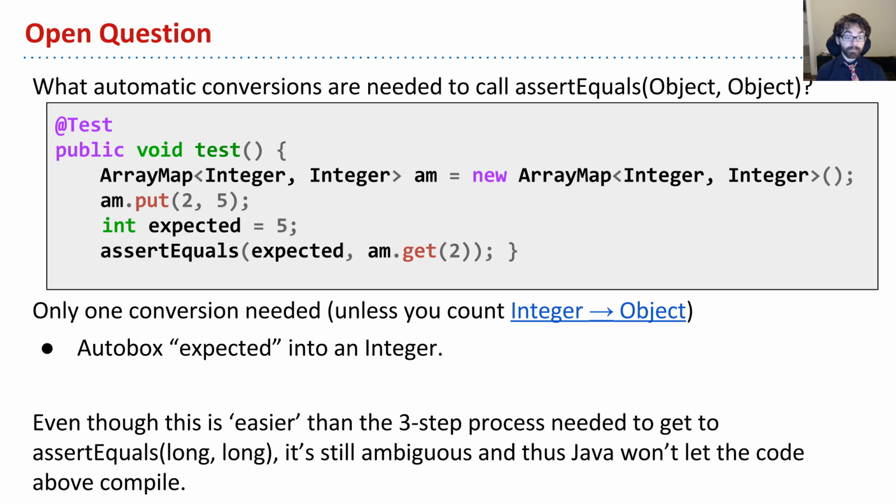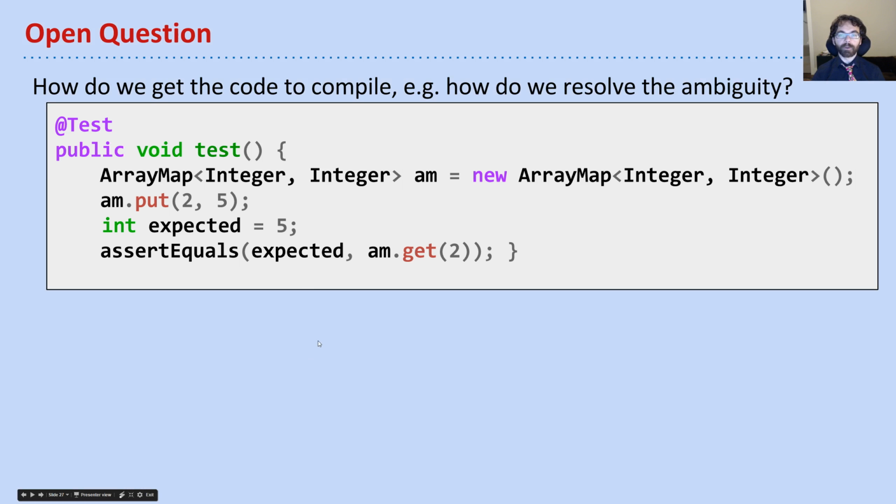So what I would say is that even though this is easier than the three-step process needed to get to assertEquals long, long, it's still ambiguous, and thus Java won't even let this code compile because it doesn't know what you mean, because there's two different conversions that are allowable.